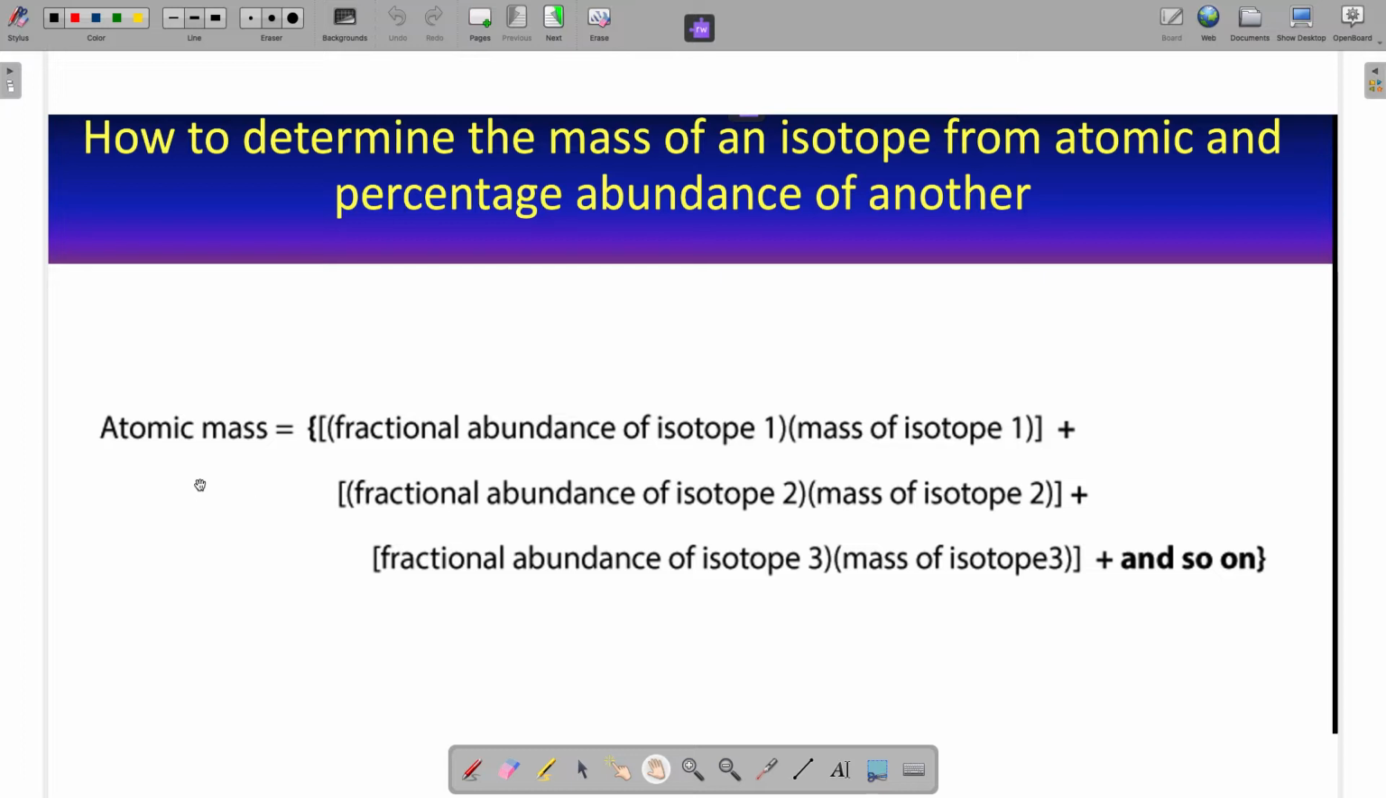You have to recall that atomic mass is equal to fractional abundance of isotope 1 multiplied by mass of isotope 1, plus fractional abundance of isotope 2 multiplied by the mass of isotope 2, plus fractional abundance of isotope 3 multiplied by the mass of isotope 3, and so on. So you can keep expanding this formula depending on how many isotopes you have. But in this particular problem, we only have two isotopes, isotope 1 and isotope 2. So let's proceed to read the question.